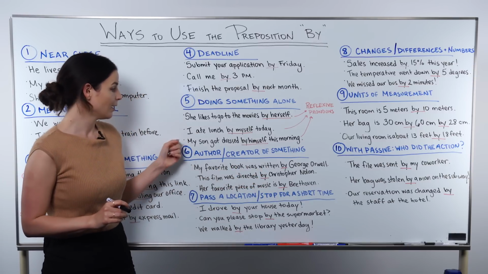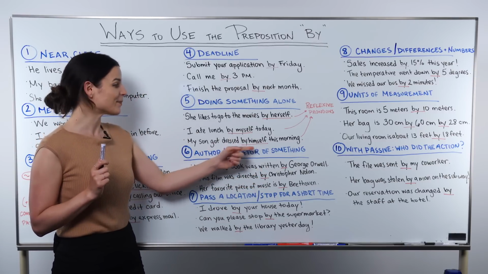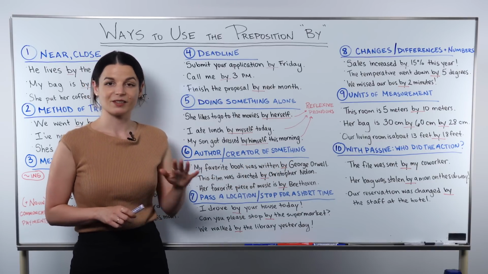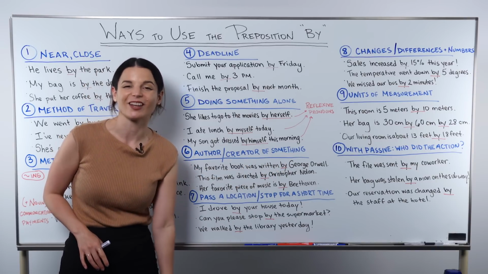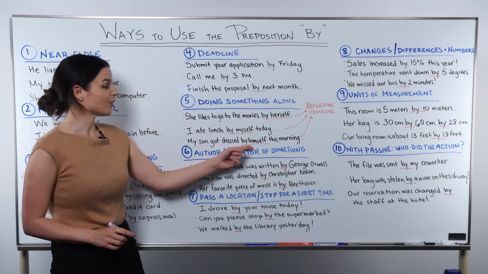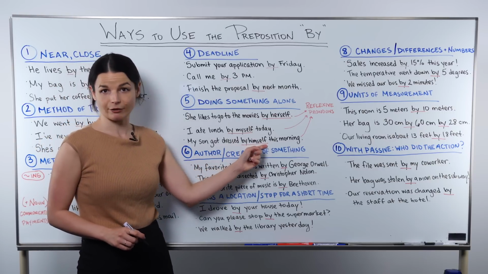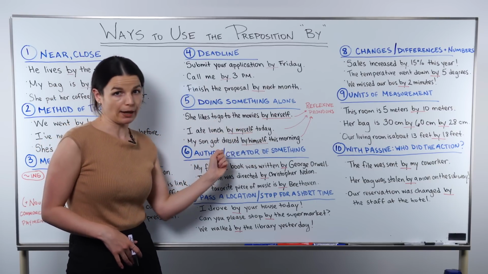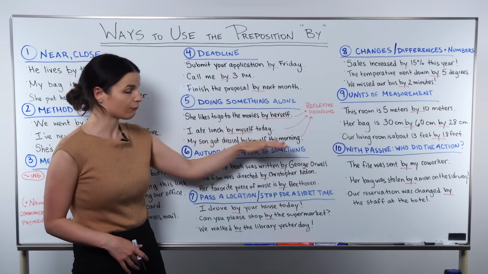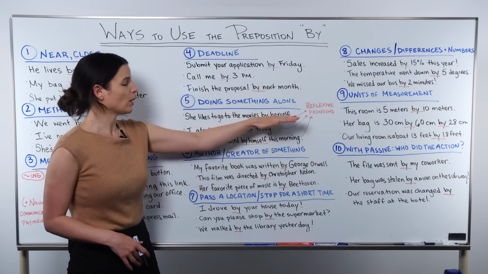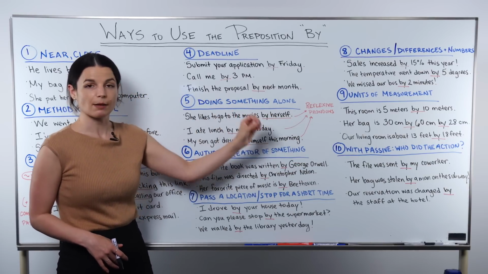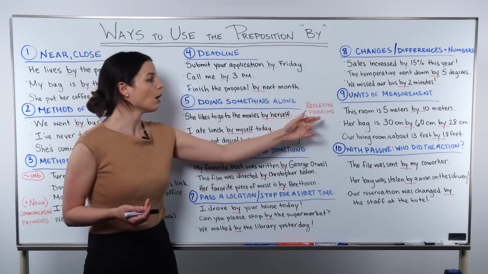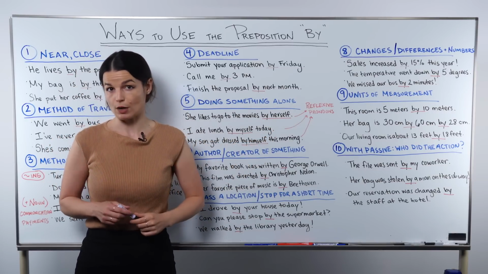One more example. My son got dressed by himself this morning. So this is probably a sentence about a very, very young boy. Again, reflexive pronoun. So when you want to use this by plus himself, herself, myself pattern, it always is used to express that something is happening alone. Someone is doing something alone. We will always use these reflexive pronouns to do that.